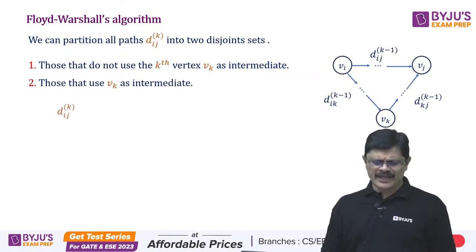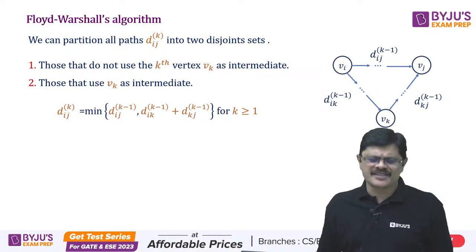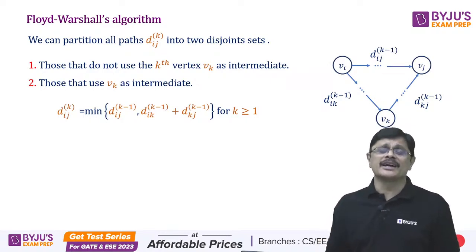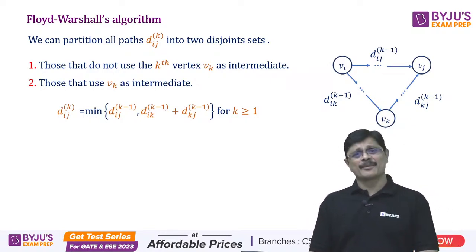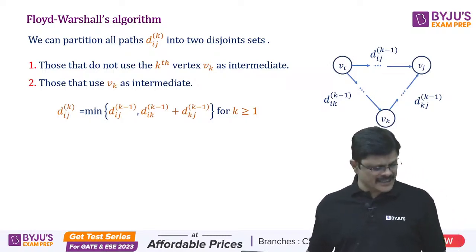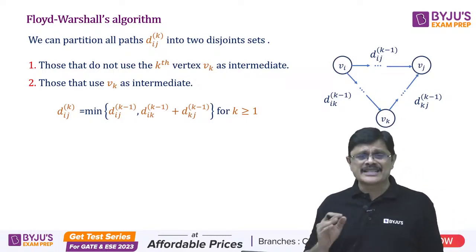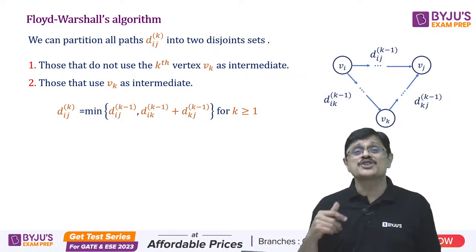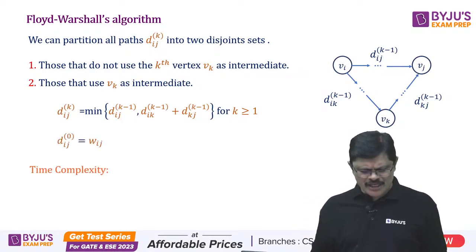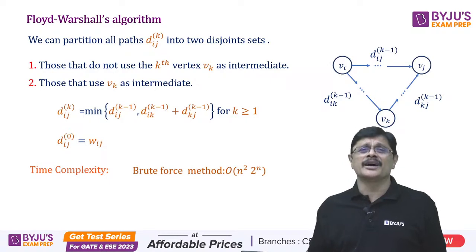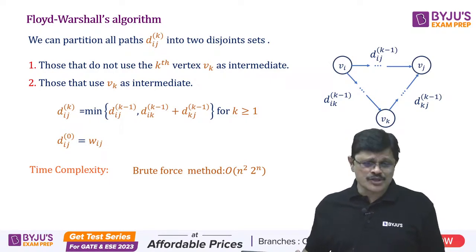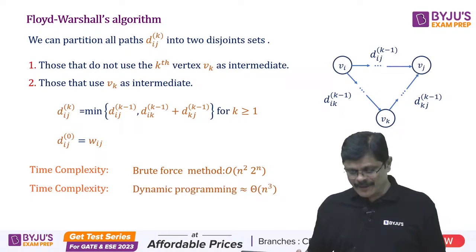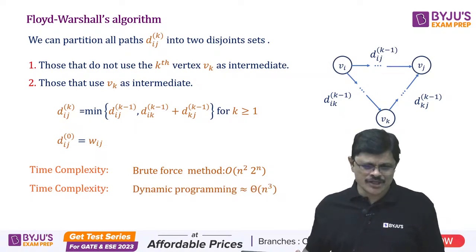So this would be the recurrence relation for this. D_ij to the power k minus 1 means without using the kth vertex as an intermediate vertex, or with using the kth vertex as an intermediate vertex, whichever is going to give you the minimum cost, that you are going to consider, because you want the shortest path. And of course, if you don't use dynamic programming, the cost would be order n square into 2 power n. But if you use the dynamic programming approach, theta n cube will be the cost, my dear friends.